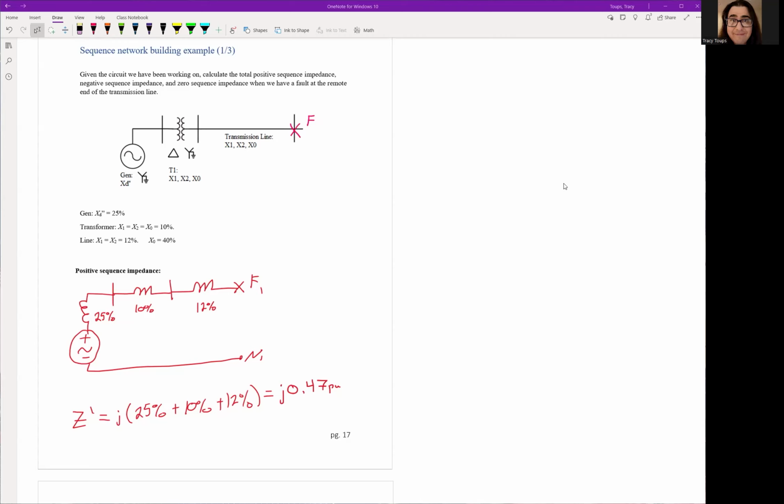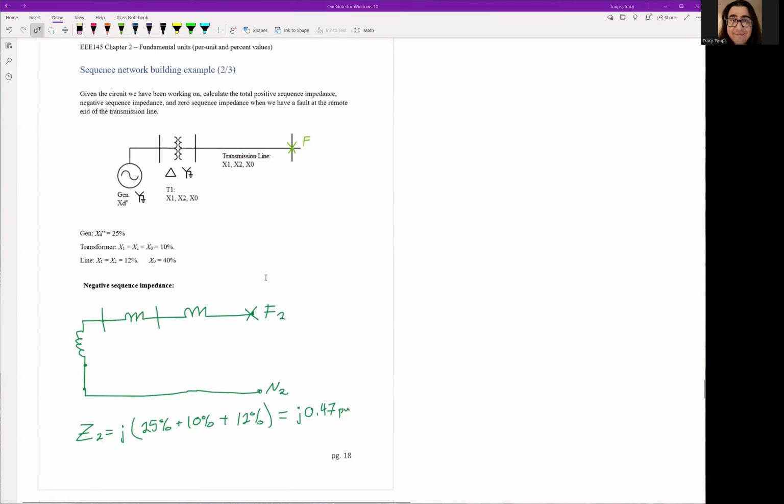Our Z1 is, now don't forget a J because this is all inductors, reactors. So J, add them all together, I got 0.47 per unit, right? Or you can keep the percentage and I'll move the decimal place 2 places. Okay, so 0.47 per unit is the result for the Z1 network.